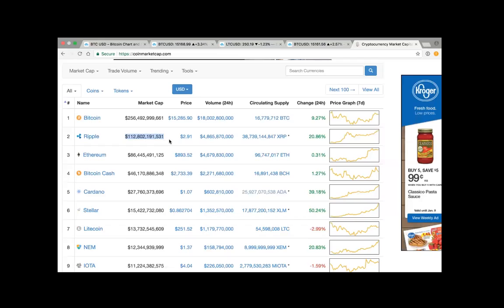Right. So Ripple's faster than all of the ones up here. Every single one of these. And look at Stellar, man. Stellar increased 50% today. Jesus.